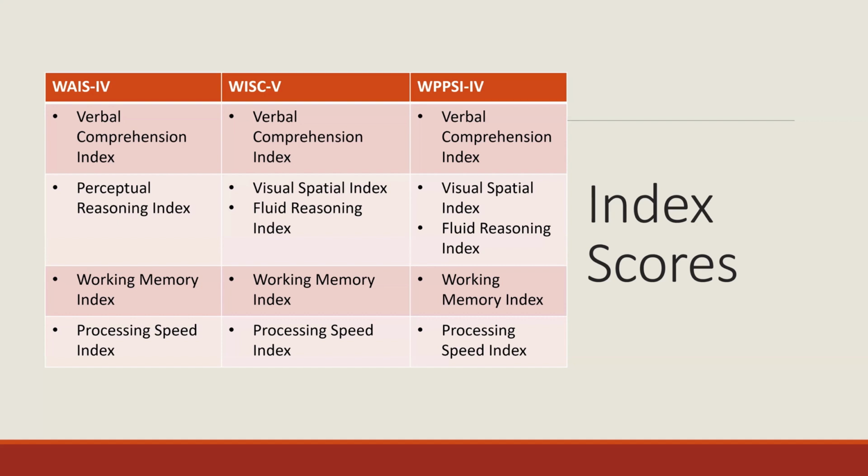And so these are the index scores that the tests provide. You can see they're pretty similar. For example, the WAIS, the WISC, and the WPPSI all give a verbal comprehension index. But for some of the areas, they break it down further for children. Adults get a perceptual reasoning index, and then for kids, they break it down into visual spatial and fluid reasoning. So there are some differences there. But otherwise, you can see that they are very similar across the three tests.